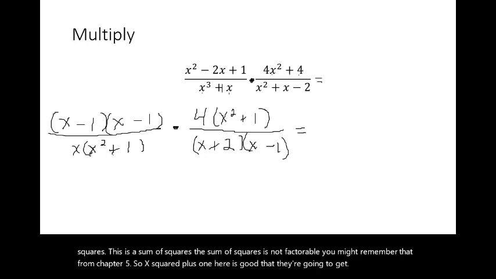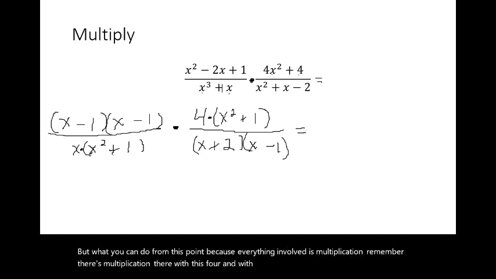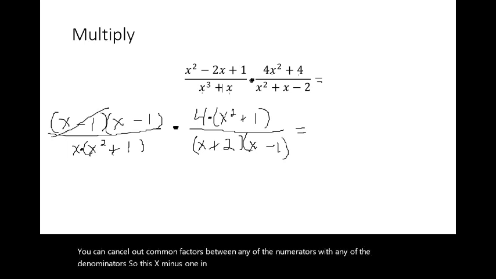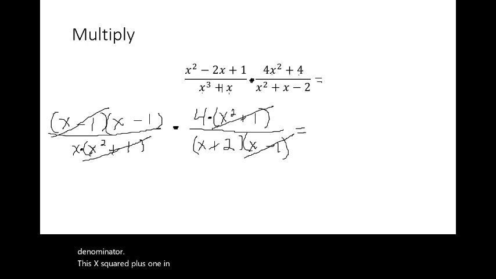But what you can do from this point, because everything involved is multiplication, remember there's multiplication there with this 4 and with this x, you can cancel out common factors between any of the numerators with any of the denominators. So this x minus 1 in the numerator can cancel out with this x minus 1 in the denominator. This x squared plus 1 in the numerator can cancel out with this x squared plus 1 in the denominator. Now because nothing left over exactly matches, we're just going to multiply what's left over, and there's quite a bit left over.